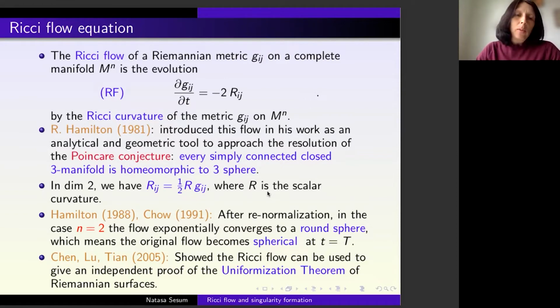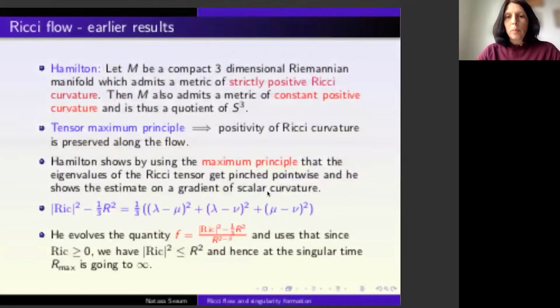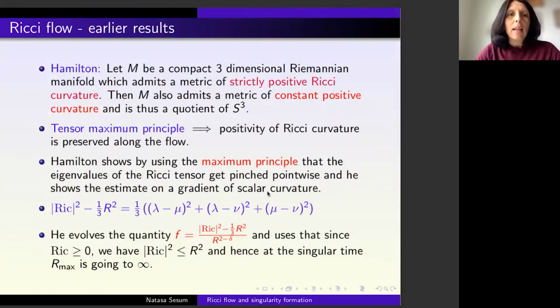So no matter what the sign of the scalar curvature is, if you are on a compact manifold and you run the Ricci flow, the flow becomes spherical. And that gives another, a flow proof of the uniformization theorem, at least in the compact case. But somehow in their proof, they used at some point the uniformization theorem. So then there was a paper of Chen, Lu, and Tian where they completely removed it, and now there is a flow proof of the uniformization theorem, at least in the compact case.